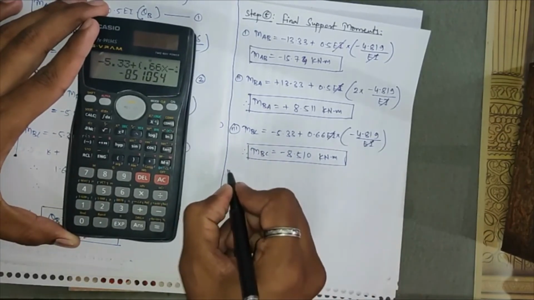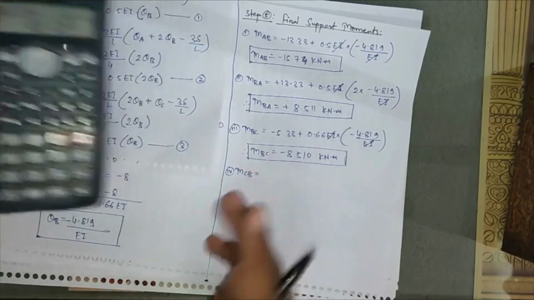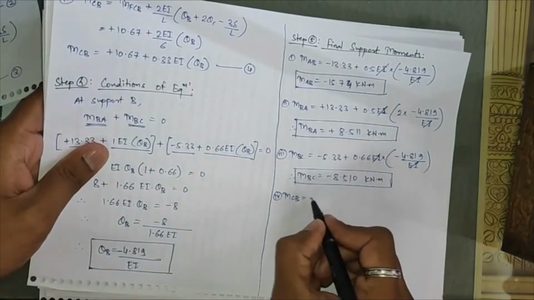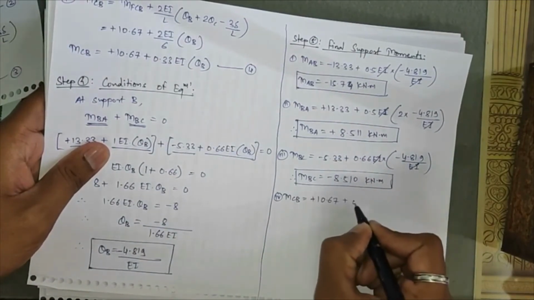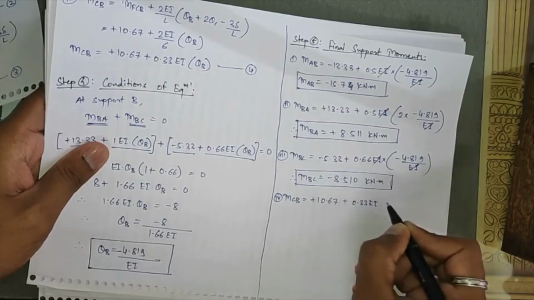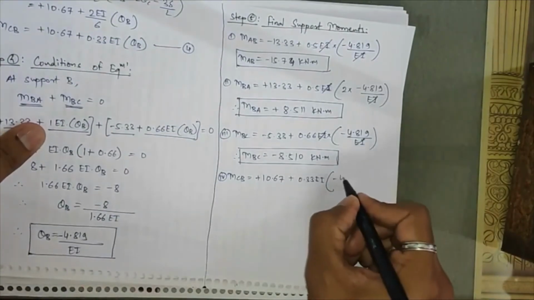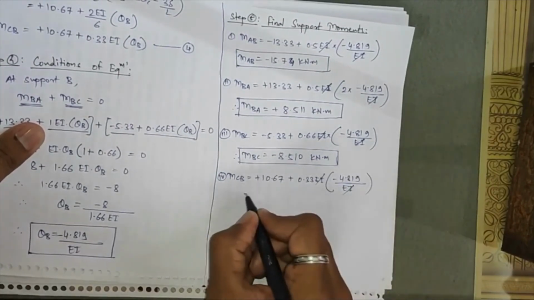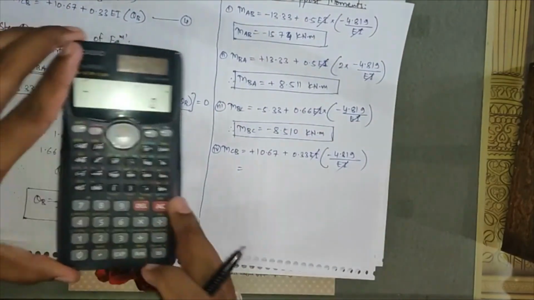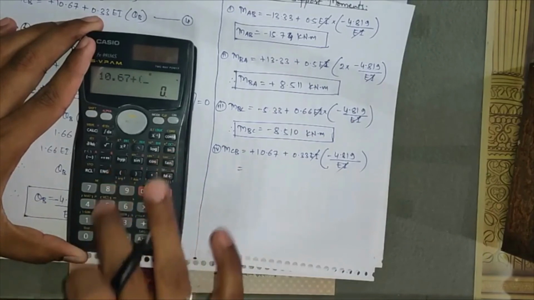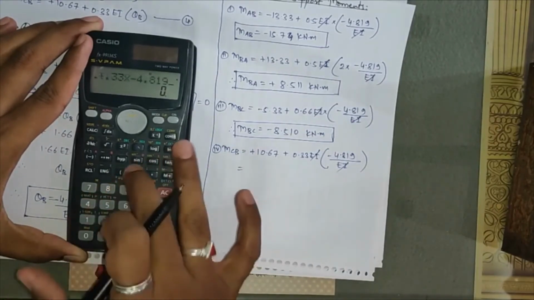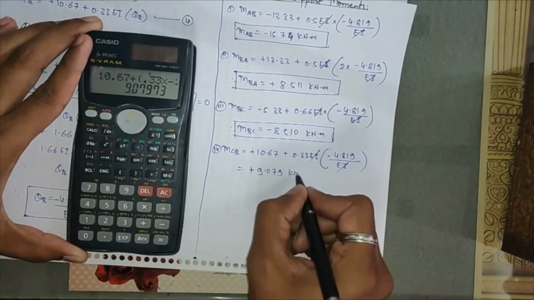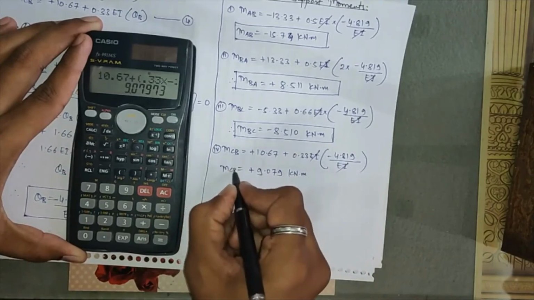And the last value, the fourth one, MCB. In the MCB equation we have plus 10.67 plus 0.33 times EI into theta B. Theta B is minus 4.819 divided by EI. Again EI will get cancelled, so that remains 10.67 plus 0.33 into minus 4.819, that is plus 9.079 kilonewton meter. That is the value of MCB.